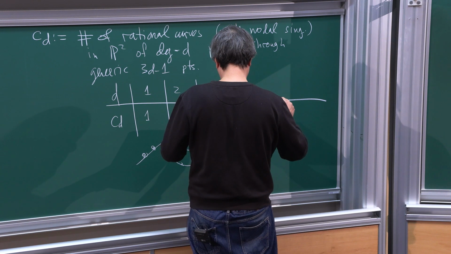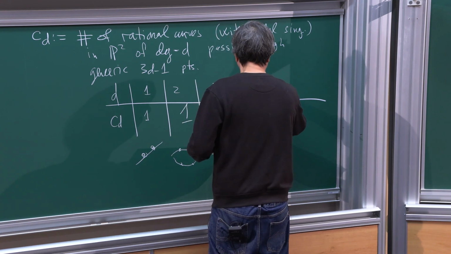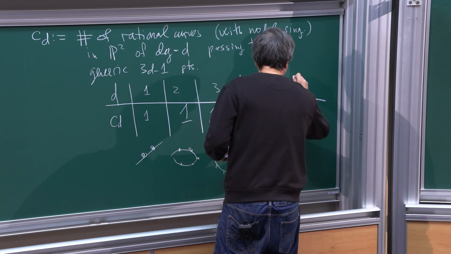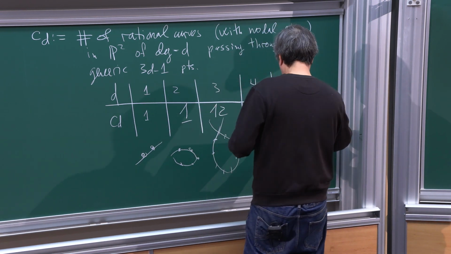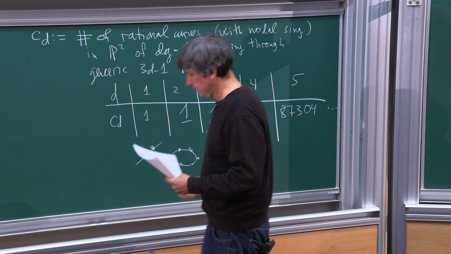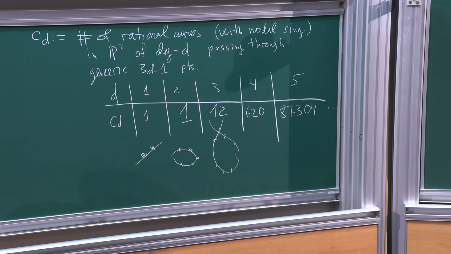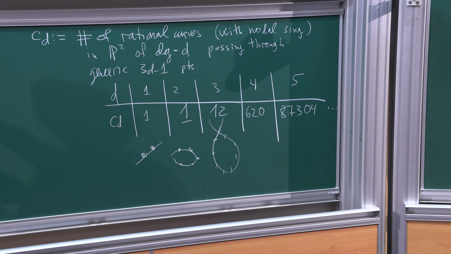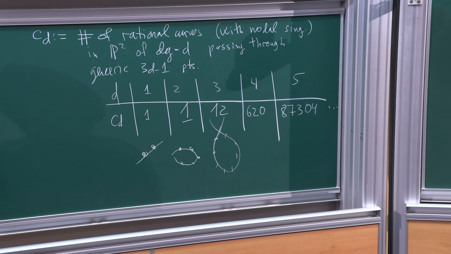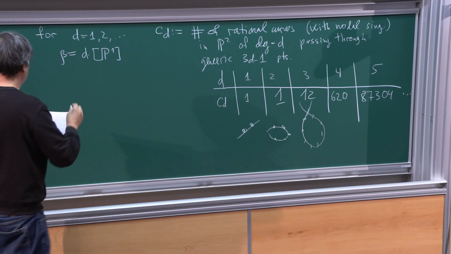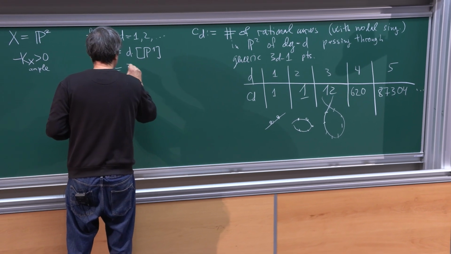Then there are numbers which you probably don't know. For degree 4 you get 620, for degree 5 you get whatever. So how is it related to the Gromov-Witten invariants? You take beta equal to d times the class of P1, and n equal to 3d minus 1.